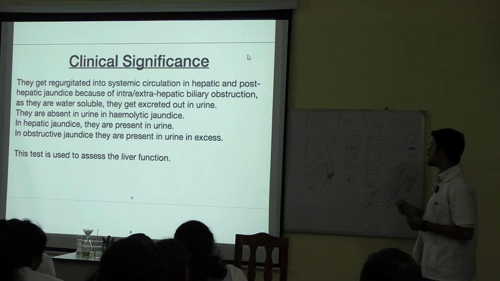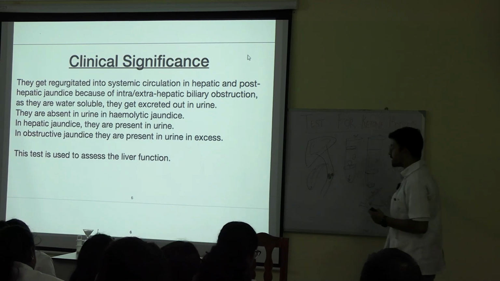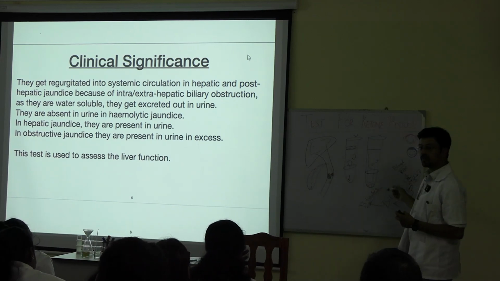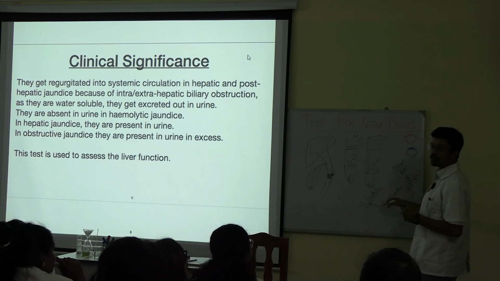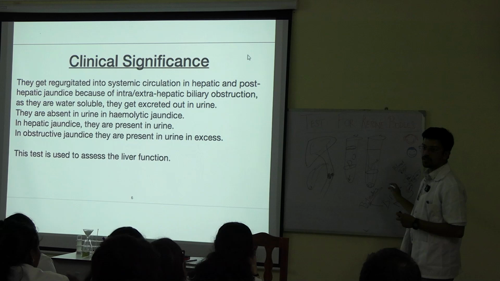Hepatic jaundice. In case of hepatic jaundice, what is there? The pathology is in the liver. Over here there is no pathology in the liver. That is why this will be completely absent in this case. Is there any concept of bile salt over here? No. So that's why there is no bile salts in the urine.